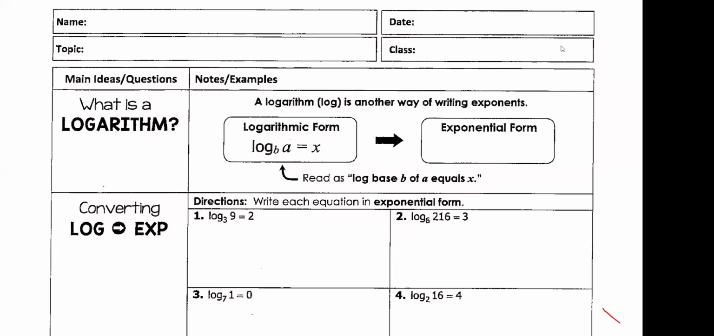To rewrite this in exponential form, you take your base. You remember the base is what you raise to a power as well, like from what we've talked about before. But you would have b up to the x power equals your a.